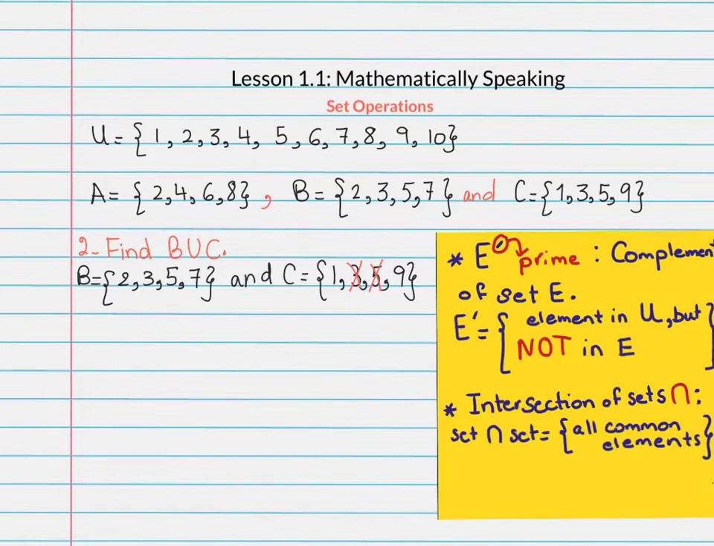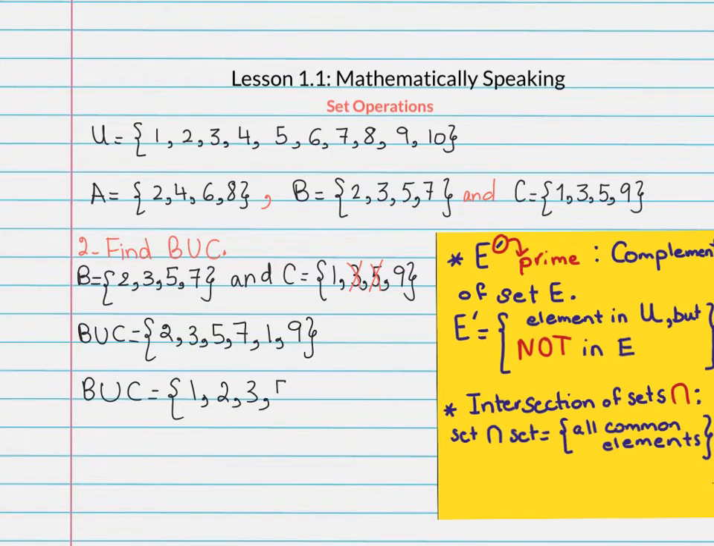So I'm going to start with B union C. I'm going to start listing the elements in B: 2, 3, 5, 7. And then 1, 3, and 5 are crossed because they are already written. I still have 9. Again, I'm gonna order them from least to greatest because it looks better. 1, 2, 3, 5, 7, and then 9.